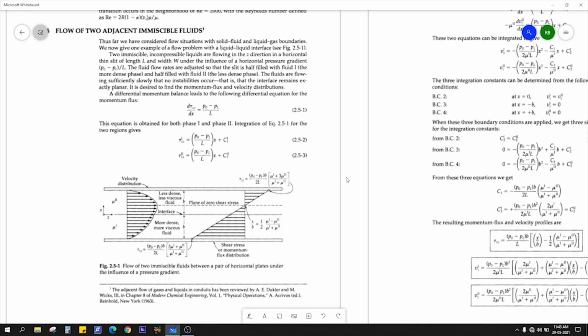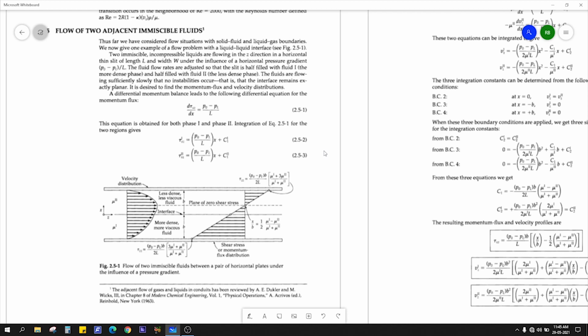Okay, in this lecture we'll discuss the flow of two adjacent immiscible fluids. Immiscible fluids means there are two fluids which cannot mix with each other, and they are flowing adjacently. You are asked to find the shear stress profile and velocity profile. This is a special problem because here we have to use the boundary condition.